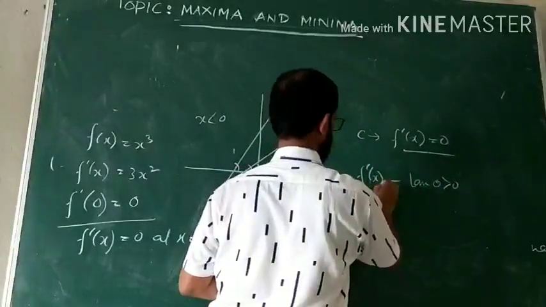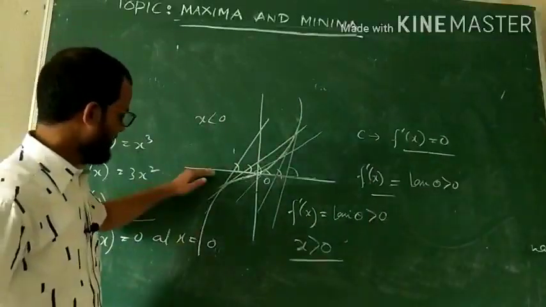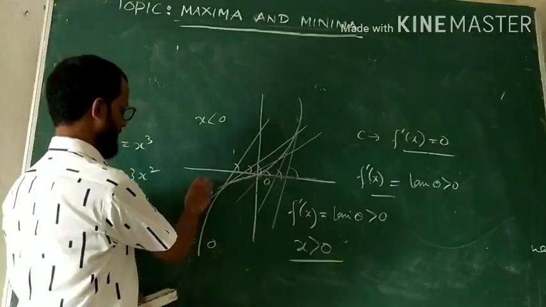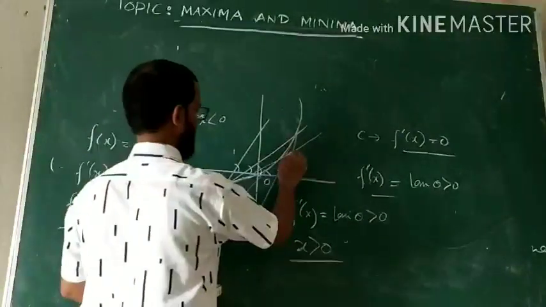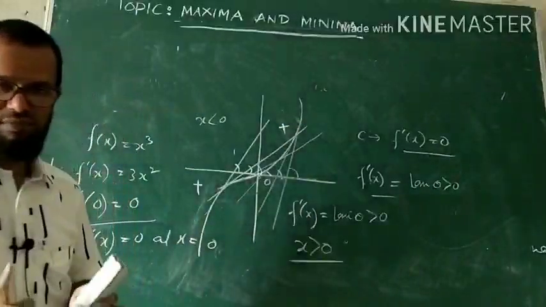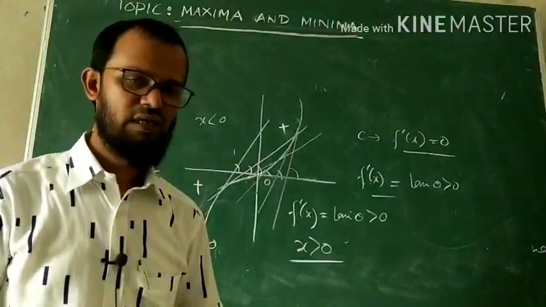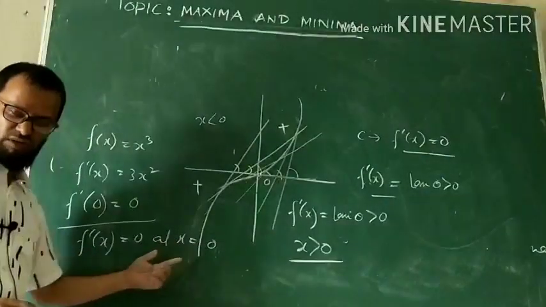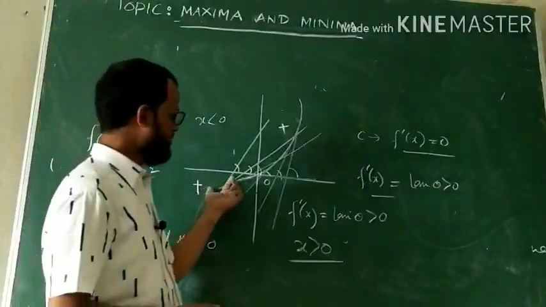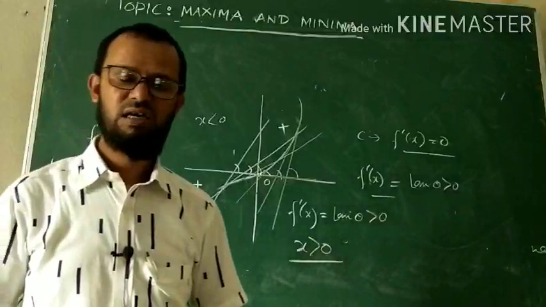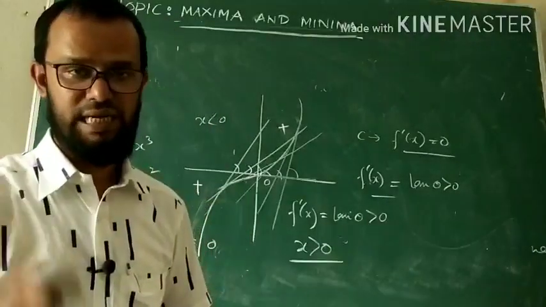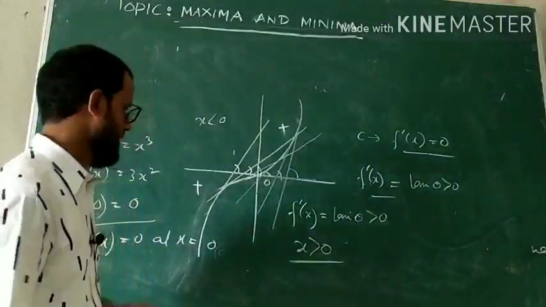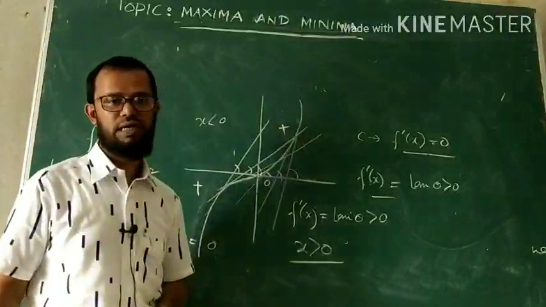If you consider x crossing the point 0 from left to right, on this side the sign of f dash x is positive, and here it remains positive. That means there is no change in the sign of f dash x. Even though f dash x equals 0 at x equal to 0, it is positive on both sides and the sign did not change. So we can say that the function f(x) has neither maximum nor minimum value at x equal to 0.